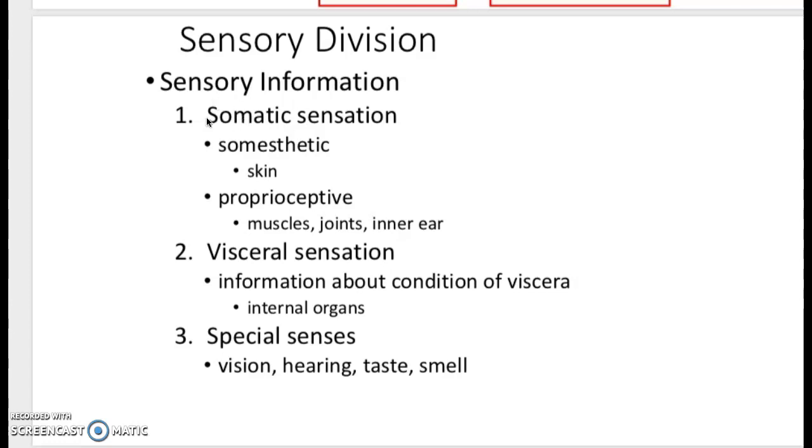A few different types of sensory information. So somatic sensation is somaesthetic, so skin, or proprioceptive. Proprioceptive is like if you shut your eyes and I tell you to lift your arms in front of you, you would be able to do that, kind of knowing where your body is in space. Visceral sensation is information about your internal organs that we call viscera. Special senses: vision, hearing, taste, and smell.